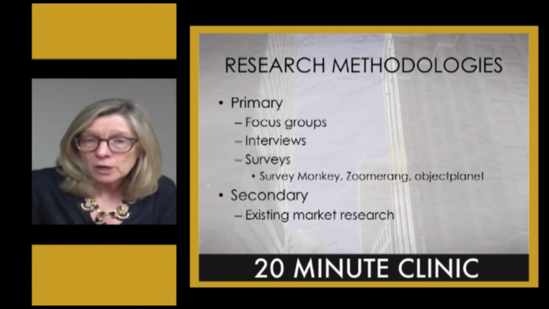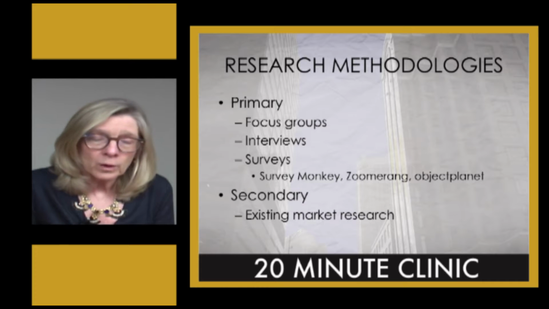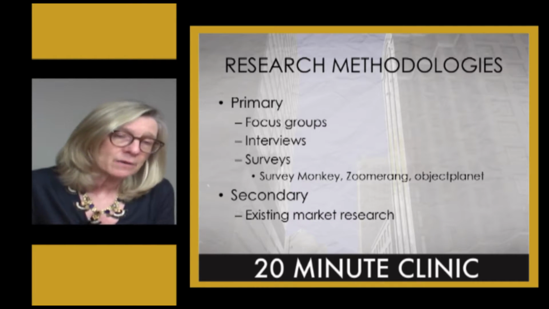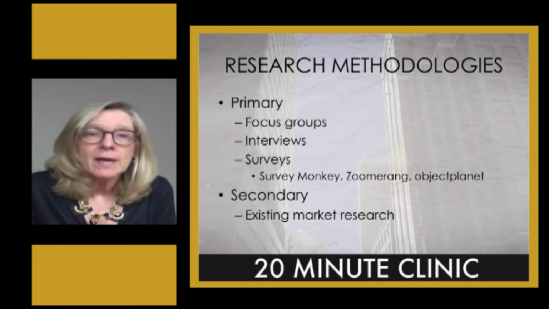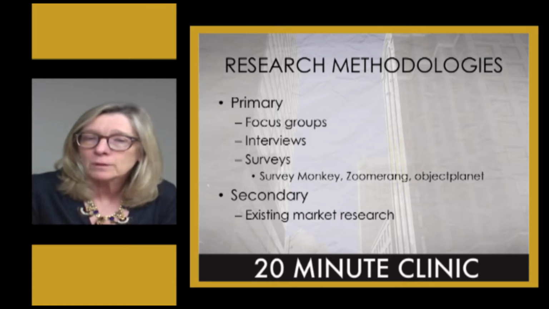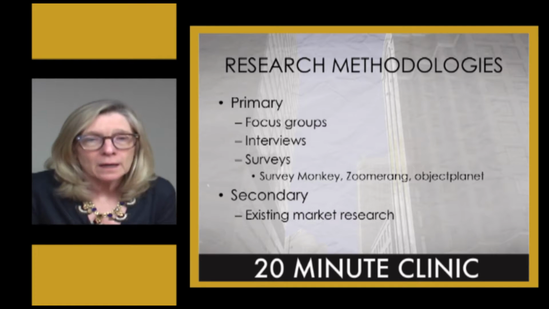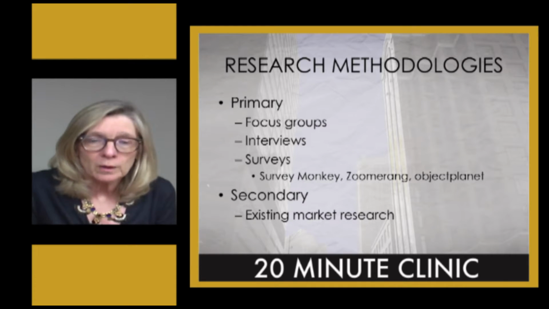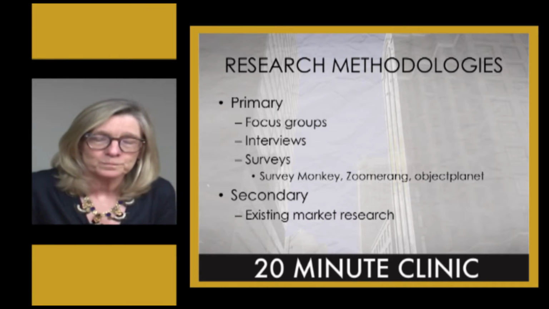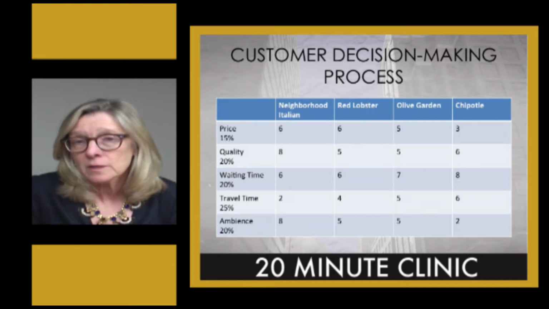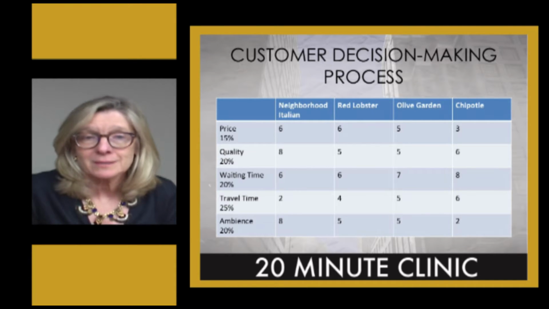So you could define your target market as young professional working women in New York City between the ages of 22 and 35 and send a survey to that particular target market. Great way to really zoom in and get information that's very relevant to your market and your product or service. We can then use this information to start to construct our customer decision-making process model.